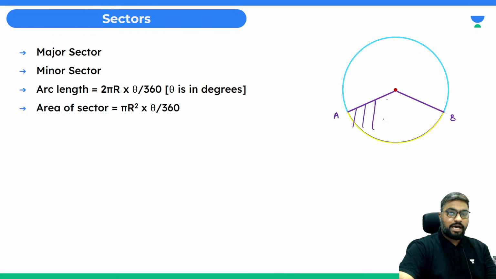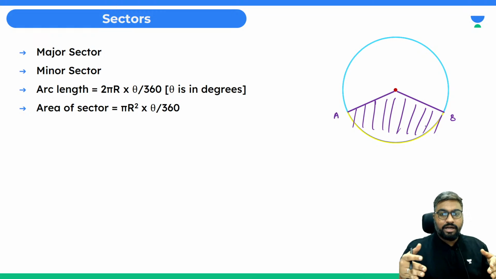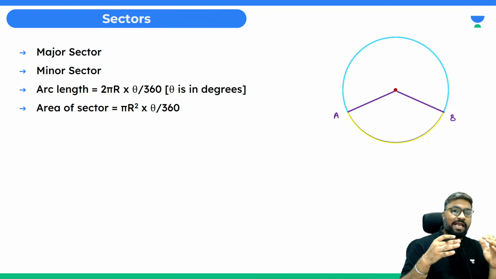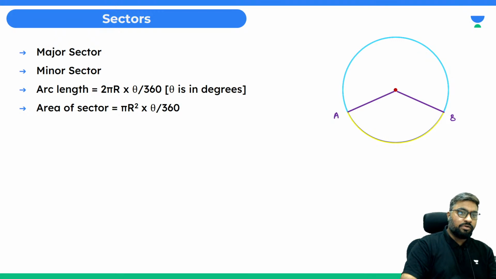ये वाला जो पूरा है, right, like a piece of pie, एक पिज्जा को cut करते हो, पिज्जा को, उसको sector बोलते हैं. ठीक है? तो sector is basically a piece of the area of the circle, है ना? तो major sector, minor sector. Again major sector क्या होगा?